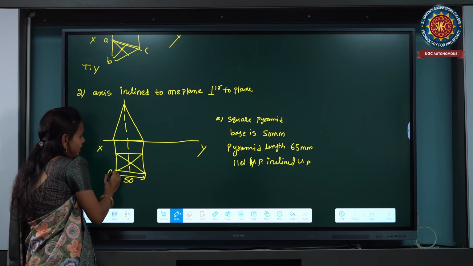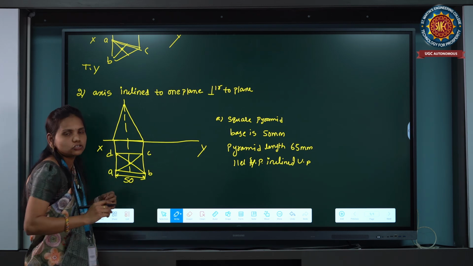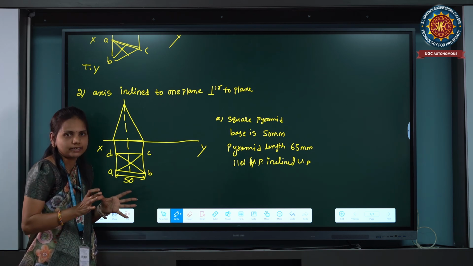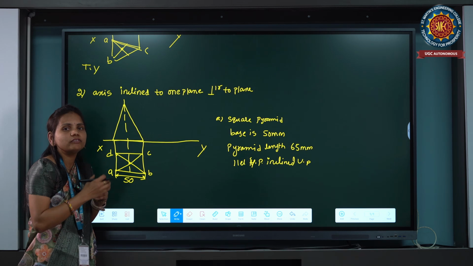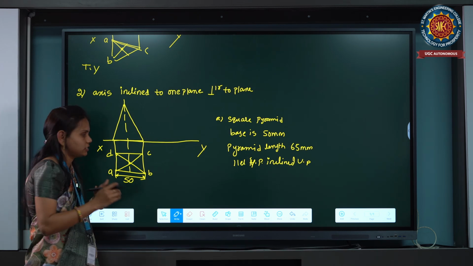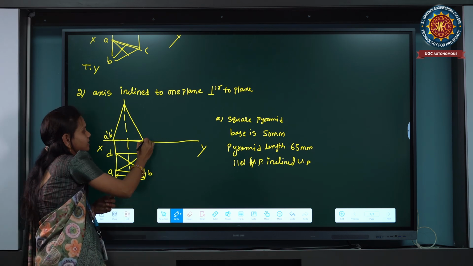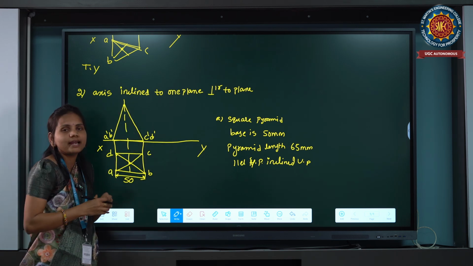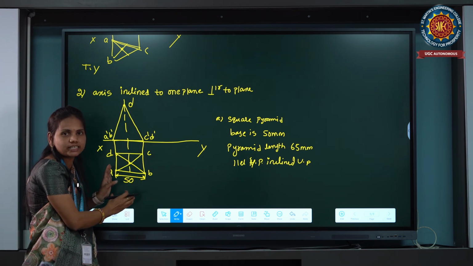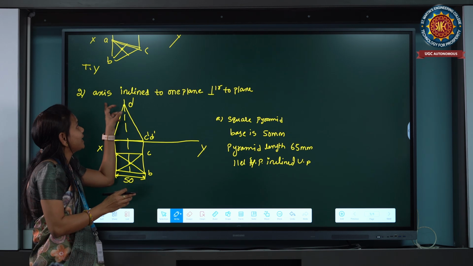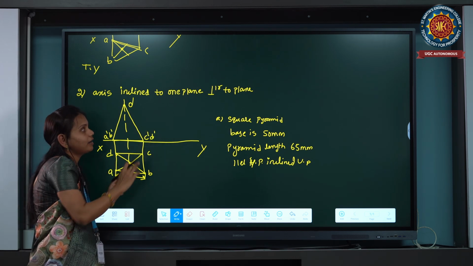Give the labeling A, B, C, D. In top view it is represented with small letters, right? Before we discussed that the top view is represented with small letters and the front view with small letters with dashes. So a dash, b dash, and here c dash, d dash. The apex point we call o dash. So this is the first stage of the square pyramid. So what is the condition? Axis inclined to one plane, inclined to HP and perpendicular to the other plane.